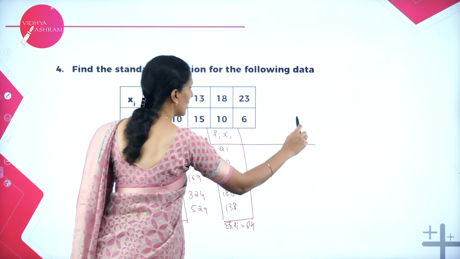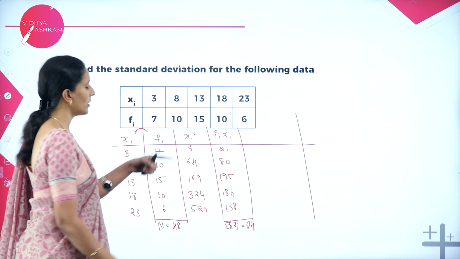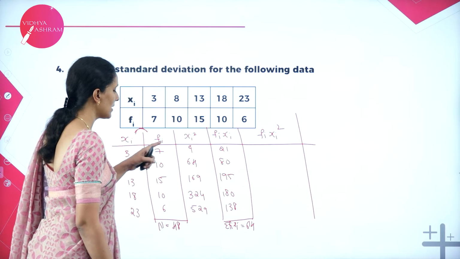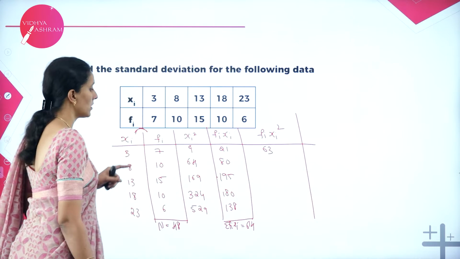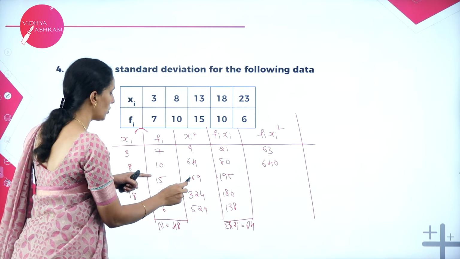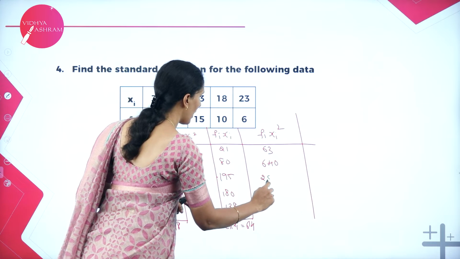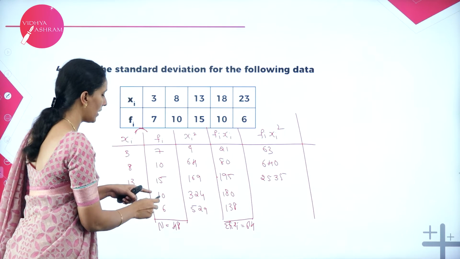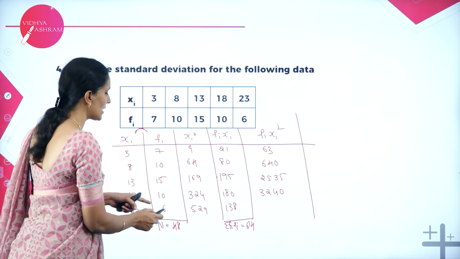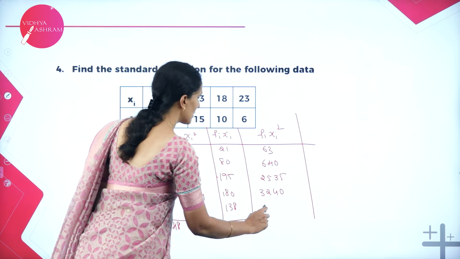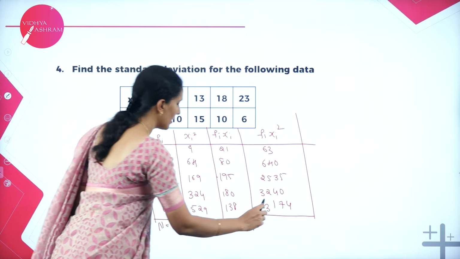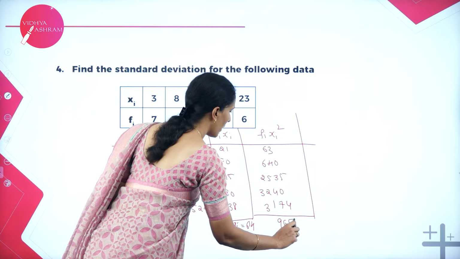Now let us see the last column, that is fi into xi square. Let's multiply. 7 9s are 63. So next it is 10 into 64, which is 640. 15 into 169, that is 2535. Next we have 10 into 324, 3240. The last one is 6 into 529, that is 3174. Let's add this. So when you add this, you will get the value as 9652.